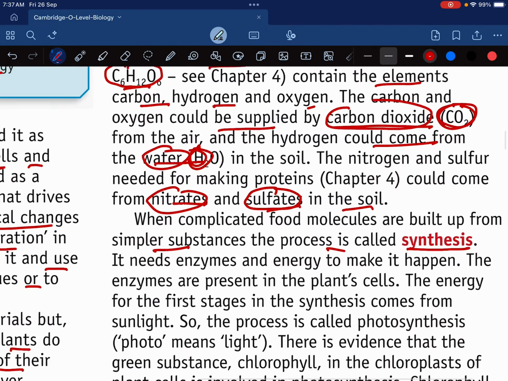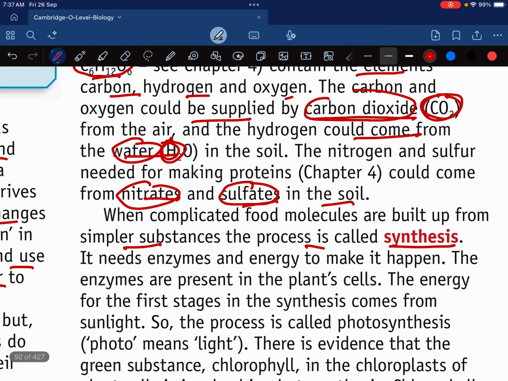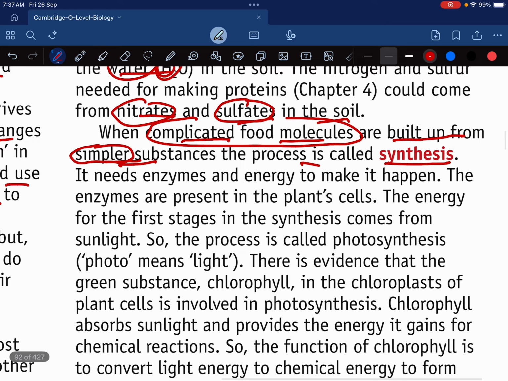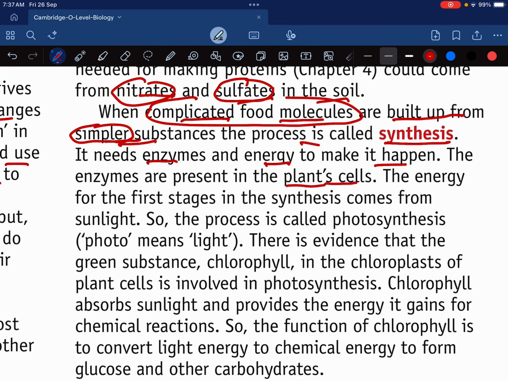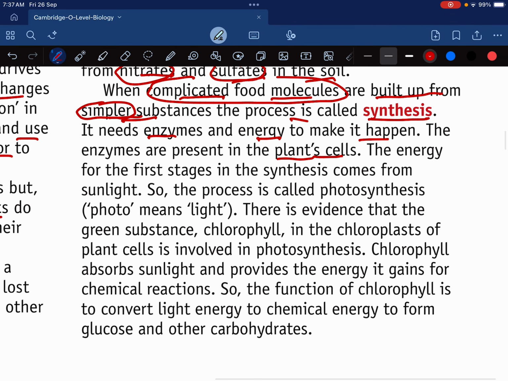So that's what they're saying. That's the meaning of synthesis. When complicated food molecules are built up from simpler substances, like starch. Starch is built up from multiple simpler substances like glucose. This process is called synthesis. It needs enzymes, as almost all chemical reactions need enzymes to speed up the reaction. It needs enzymes and energy to make it happen. The enzymes are present in the plant cells. The energy for the first stages in the synthesis comes from sunlight. So the process is called photosynthesis.